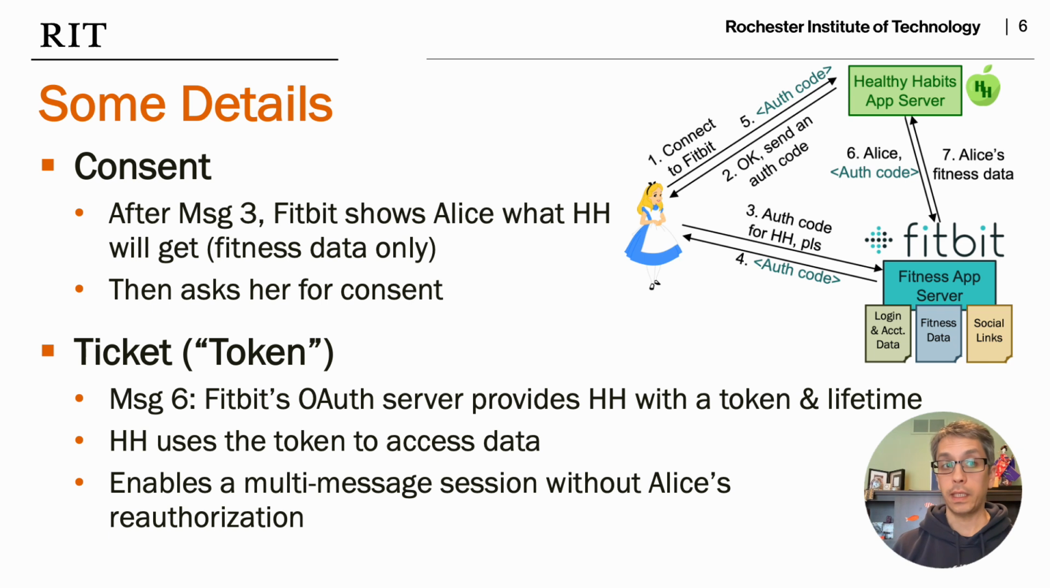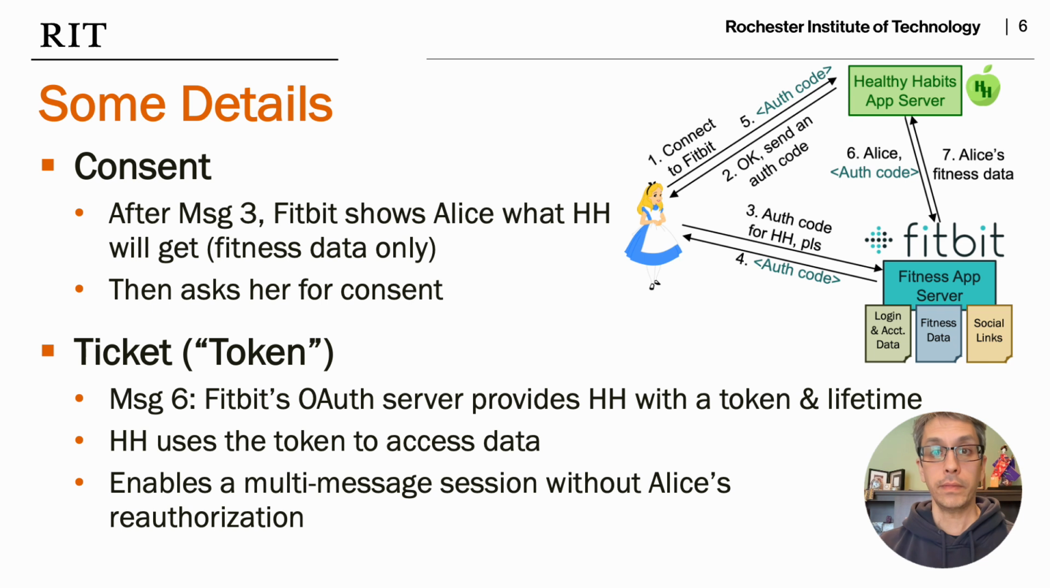Another thing this means is that there's an extra message exchange that I haven't shown here, between messages 3 and 4. Assuming Alice is logged in, Fitbit is still going to ask Alice, "Are you sure you want this?" I'm not going to do this unless you, as the logged-in user, tell me that this is okay for you, that Healthy Habits has this data. So she clicks yes, that goes back to Fitbit, then Fitbit sends the auth code in message 4.